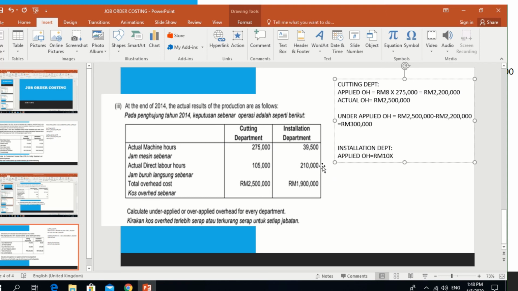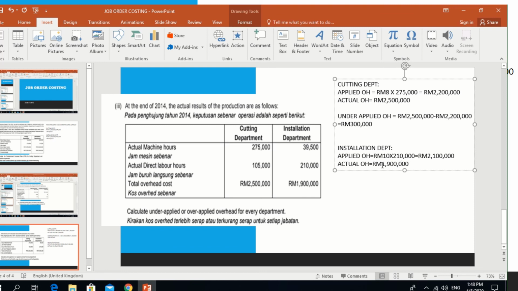210,000 hours. So you will get RM2,100,000. Okay, so now we compare dengan actual overhead for installation department, diberi dalam soalan iaitu 1,900,000. 1,900,000 for installation department.